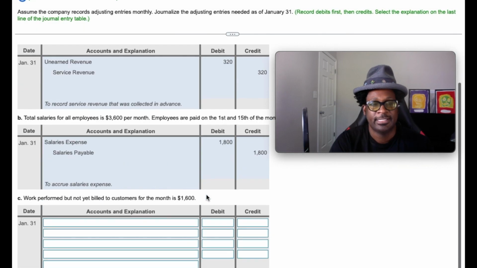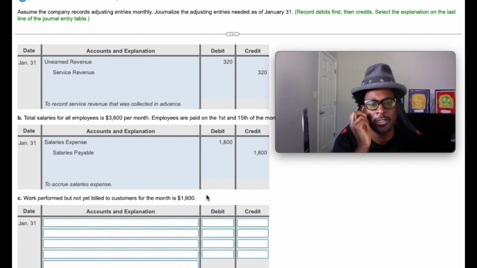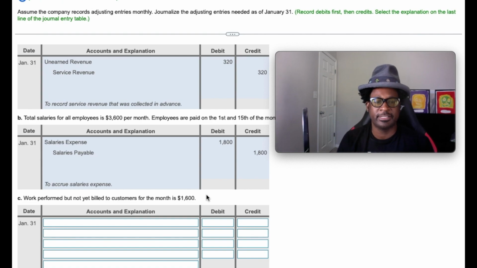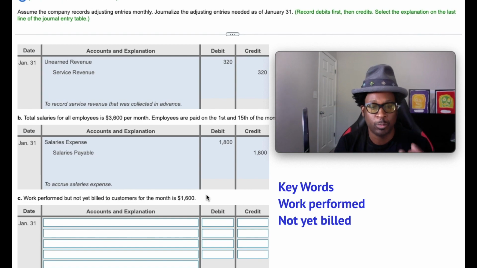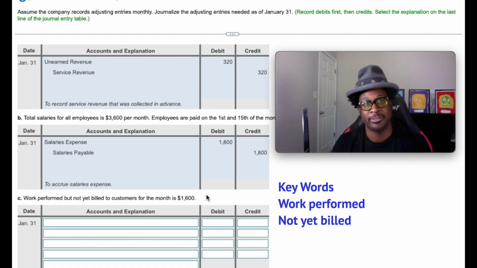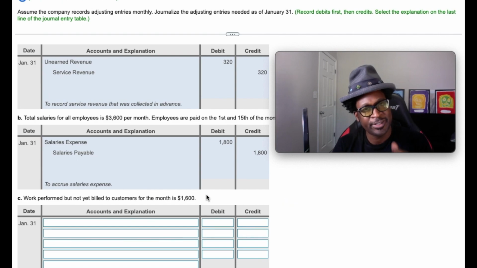Moving on. Next it said work performed but not yet billed to customers for the month of $1,600. So what are the key words? Work performed, not yet billed. So in this situation, we performed some work. We provided a service, but we haven't billed our customers yet. We know whenever we provide a service, revenue is earned. Therefore, this is an example of an accrued revenue.